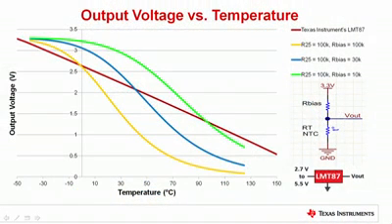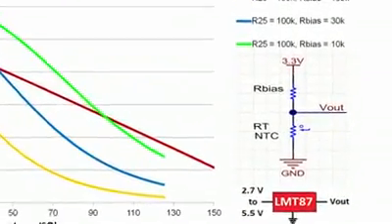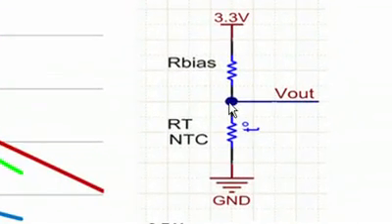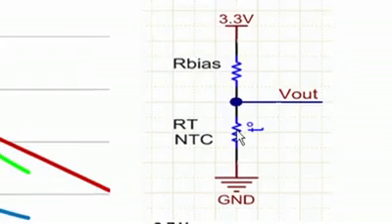NTC thermistors require the use of a resistive network in order to help linearize the output, as the resistance versus temperature characteristic is exponential. The NTC thermistor network that I am showing here on the right is a simple voltage divider circuit with the bias resistor on the top and the NTC thermistor on the bottom. Note that the output voltage of this circuit is the voltage across the NTC thermistor.